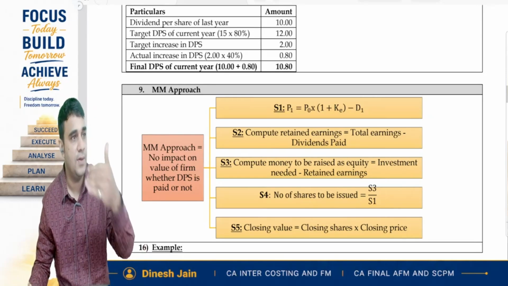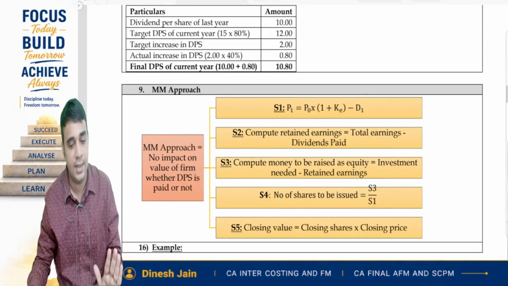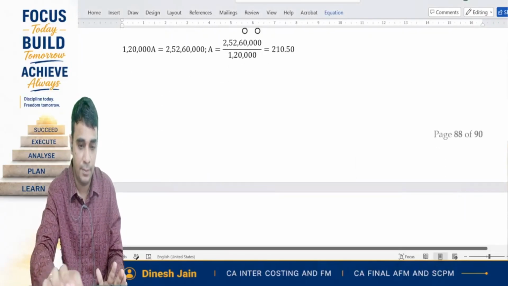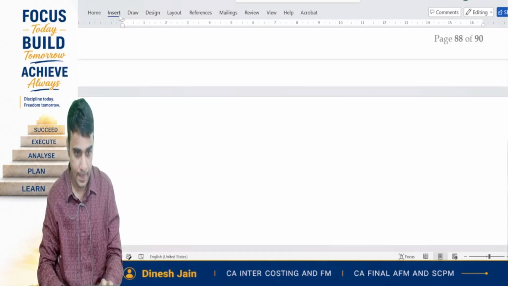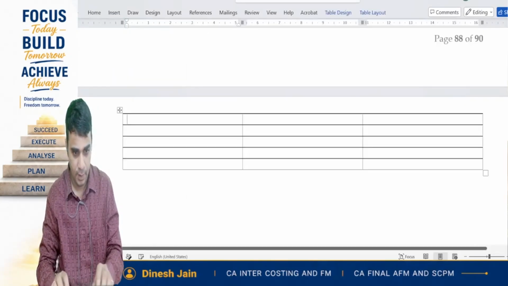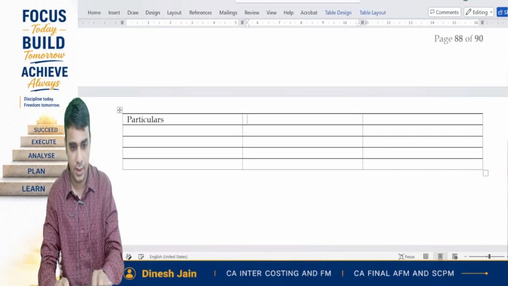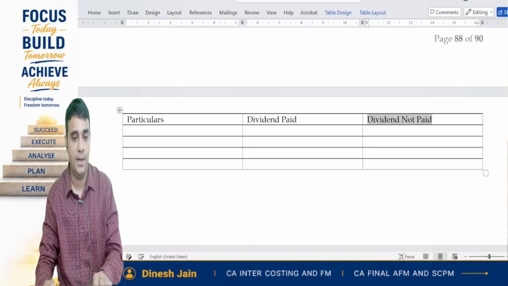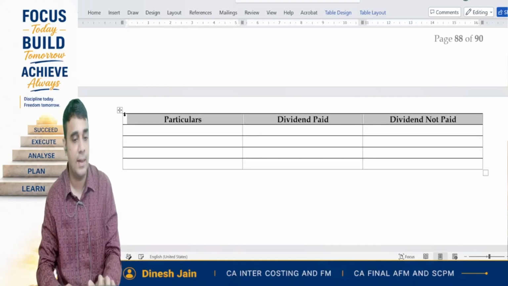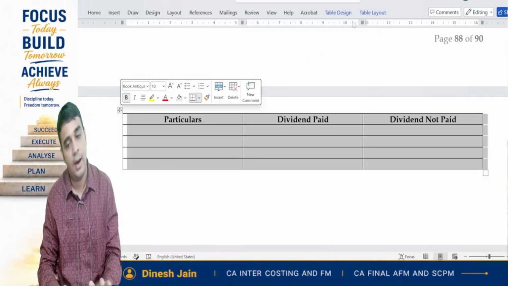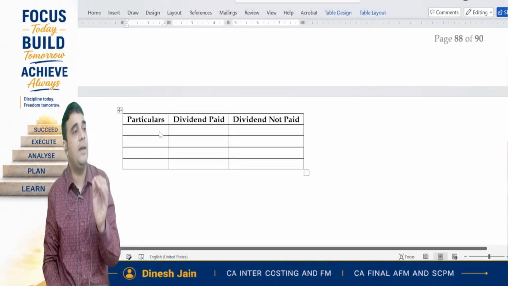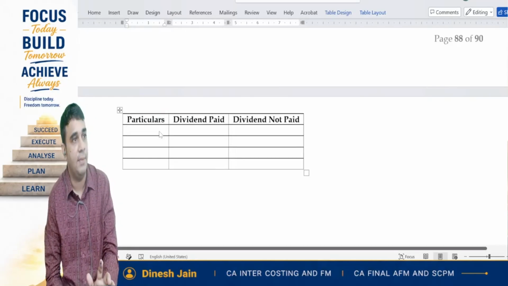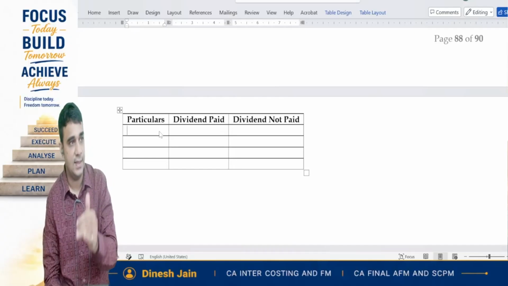Now for this he gave his own logic. Let us understand this with an example. Particulars: dividend paid, dividend not paid. There is one company that may either pay dividends or may not pay dividends. He said that it doesn't really matter. He gave his own logic. Let's understand this as we proceed.